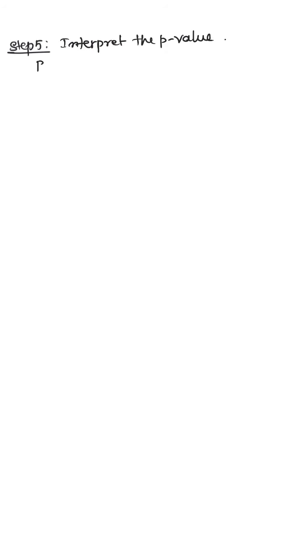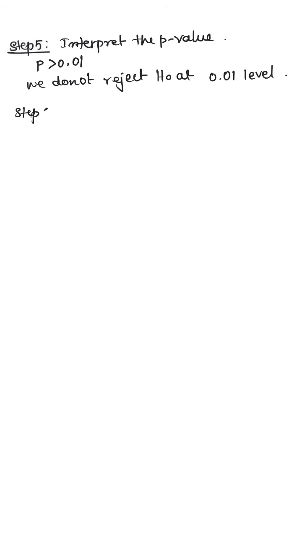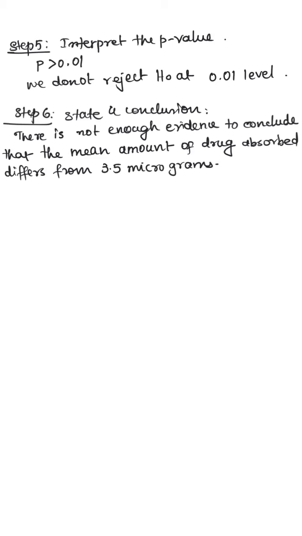Interpret the p-value. So the p-value is greater than 0.01. So we do not reject at the 0.01 level. And we can state the conclusion. There is not enough evidence to conclude that the mean amount of drug absorbed differs from 3.5 micrograms. The mean may be equal to 3.5 micrograms.